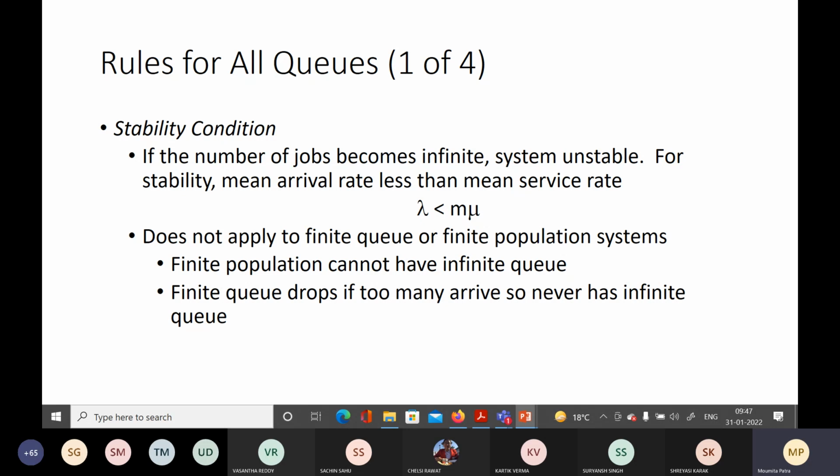Now this does not apply to finite queue or finite population systems, because finite populations cannot have infinite queues, and finite queues drop the packets if too many packets arrive. Therefore they do not have any infinite queue in their systems. But the stability condition in general for a queue is lambda should be less than m mu.